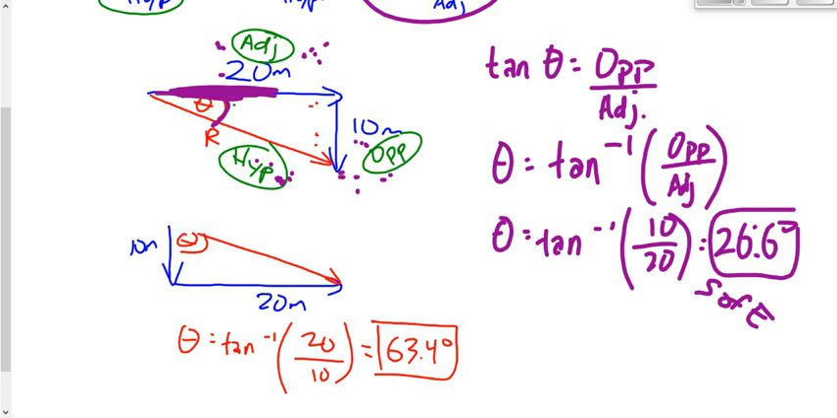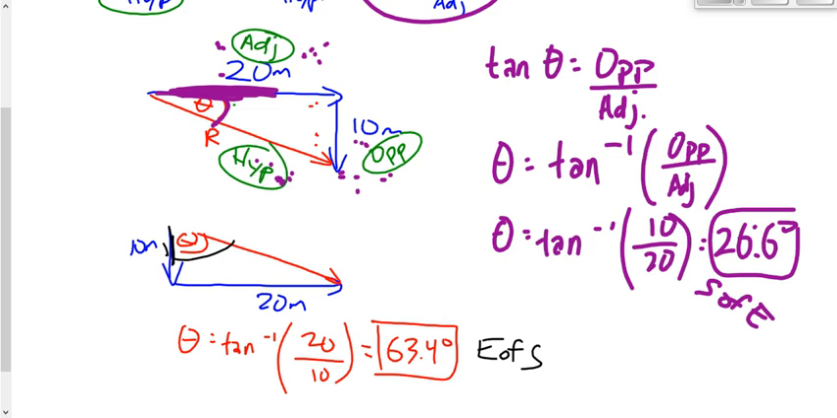Am I measuring it from the south? Yeah, I'm measuring it from the south. But then where does it go from the south? It goes east from the south, right? Like this is east over here, and it's going east from the south. So we would say this is 63.4 degrees east from south, or east of south. 26.6 south of east, 63.4 degrees east of south. Both are absolutely correct. Got it?